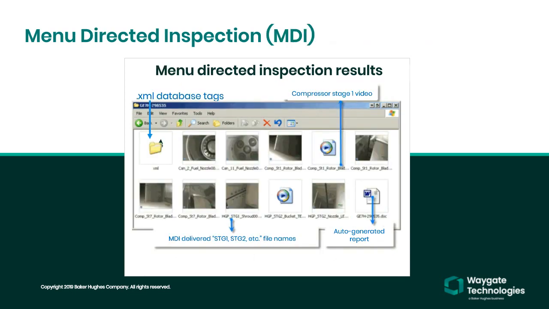Now let's take a look at the data set, which is created automatically during an MDI inspection. The first image thumbnail indicates that it was taken in the combustion section in can number 2, and it's a fuel nozzle. The first video clip icon that's shown there indicates that it was taken in the compressor section, stage 2, and it's of a rotor blade. In the lower right-hand corner, there's an icon for a Microsoft Word report that is the inspection report that was automatically generated by the video Borescope. And in the upper left-hand corner is a folder that contains all of the XML database tags associated with each of the images as well as the overall inspection.